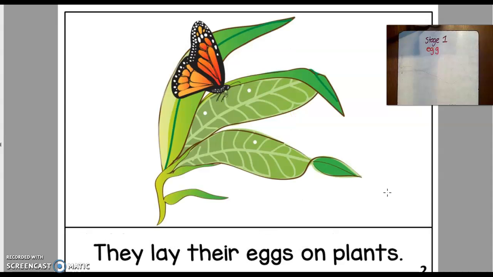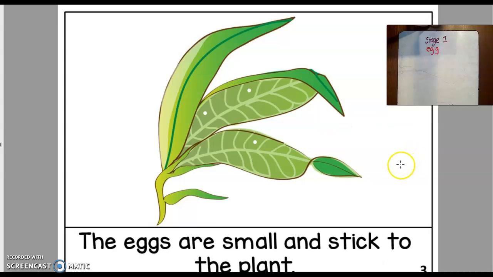They lay their eggs on plants. So that's where the eggs are found. They're on plants. The eggs are small and stick to the plant. Oh, so they're small and sticky.